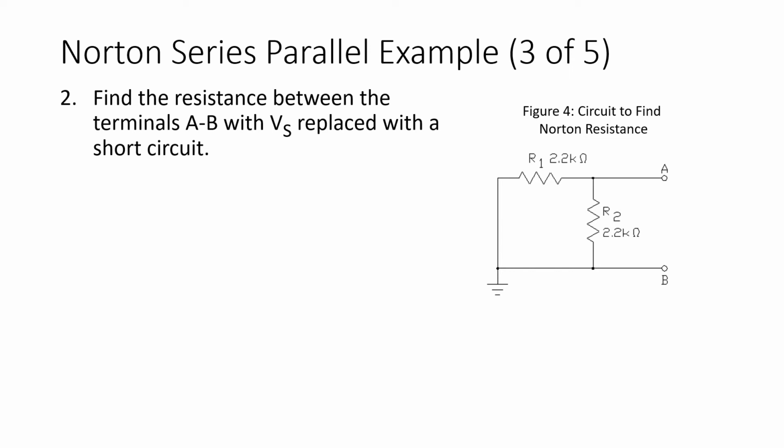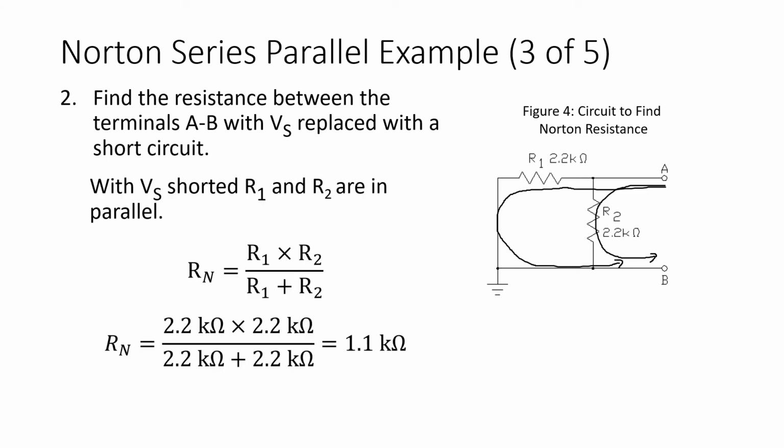Step 2, we find the resistance between terminals A and B with V source replaced with a short circuit. This is the same procedure we use to find the Thevenin equivalent resistance. Note, with V source shorted from terminal A to terminal B, I've got two paths that I can take to get from A to B. One is through resistor R1 and one is through resistor R2. So the resistance from A to B, the Norton resistance, equals R1 in parallel with R2. Again, we can calculate this using the product over sum, which gives us a value for the Norton resistance of 1.1 k-ohm.